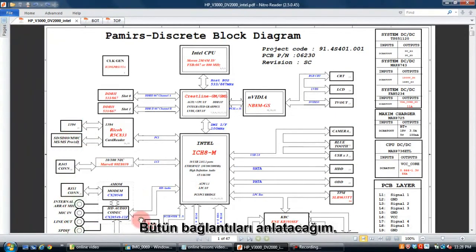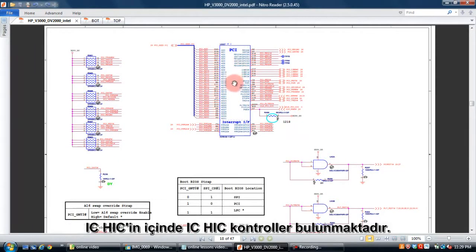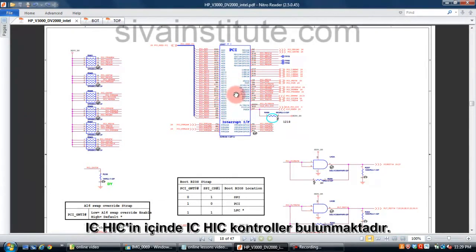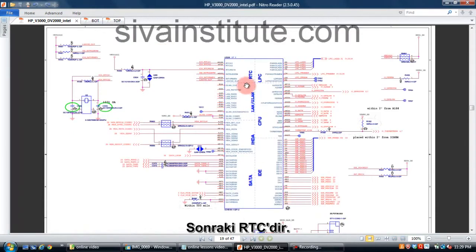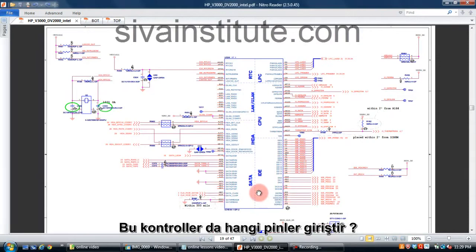ICH. In this chapter I will explain how many inputs, how many connectors connected with ICH. I will explain all these connections. This is ICH. ICH has PCI connect controller inside of the ICH. Next, RTC, real-time clock, LPC, low pin count, and CPU connections, audio connections, SATA connections, IDE connections. How to check all these connections, what are the important pins in this controller, I will explain in this chapter.